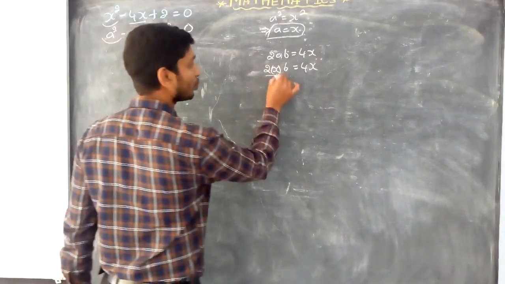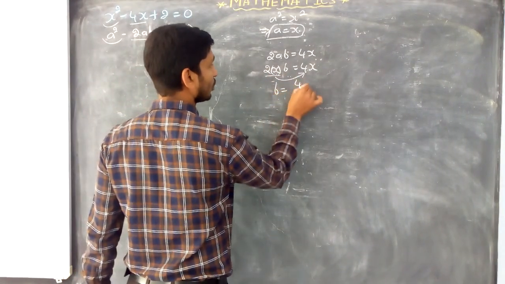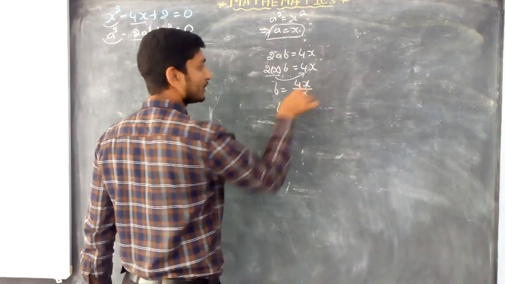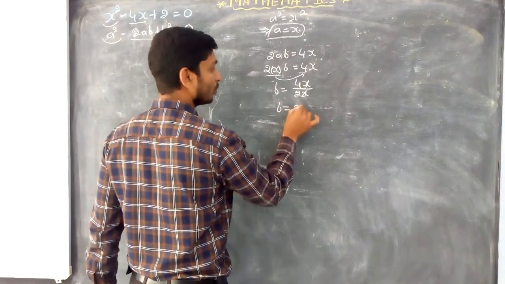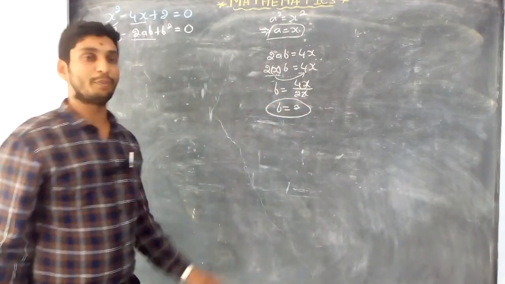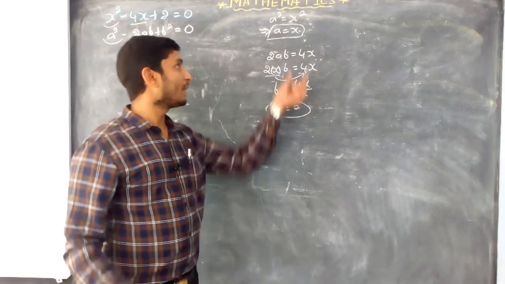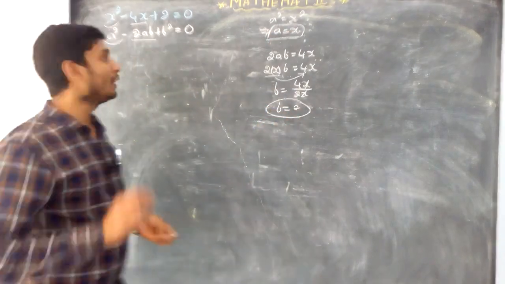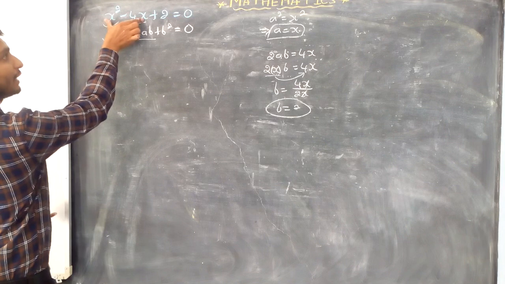Now transfer this 2x to that side, that is b is equal to 4x divided by 2x. That is b equals x cancelled, 2 1s are 2, 2 2s are 4. What is the answer of b? Answer of b is 2. Yes, now I got the answer of a as well as the solution of b. Now let us continue. Yes, now you have to write this one in this form.